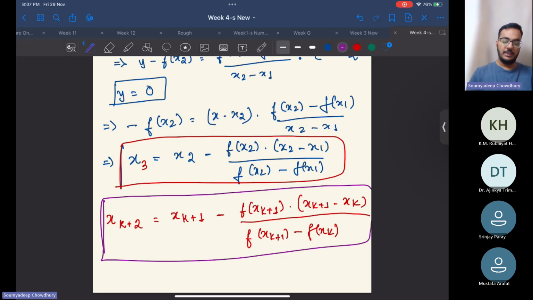So here you can see, first we will be finding out xk plus 2. Before that, since in the second method I told you there will be two initial guesses given to you, xk and xk plus 1 both will be given to you, right? So xk must be known as well as xk plus 1 must be known. Both must be known, then only you can solve this equation. So now we will see the MATLAB code for this.